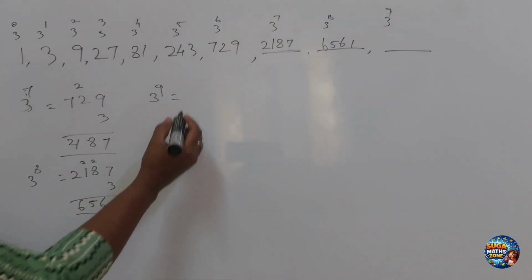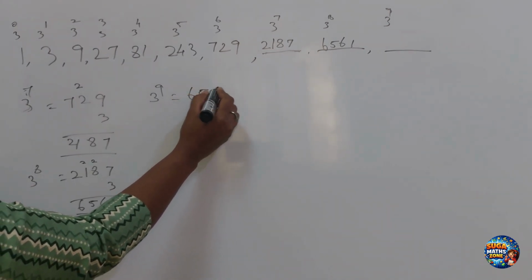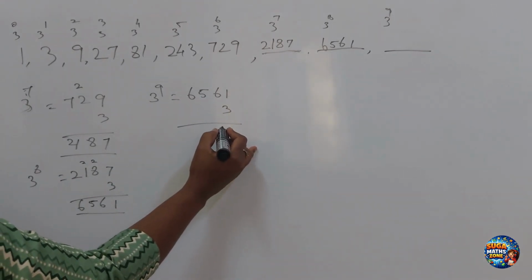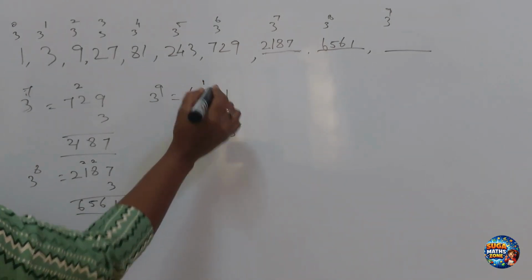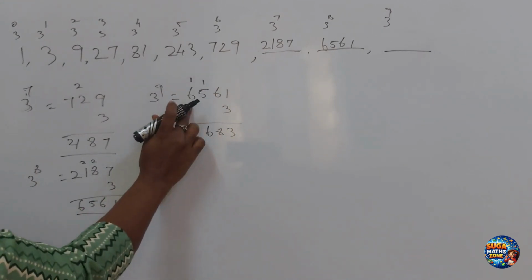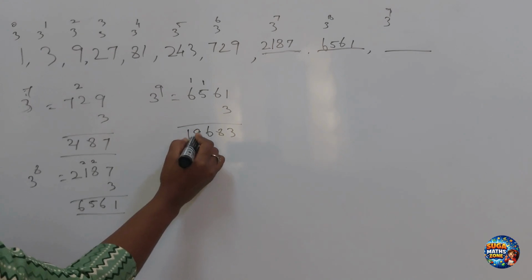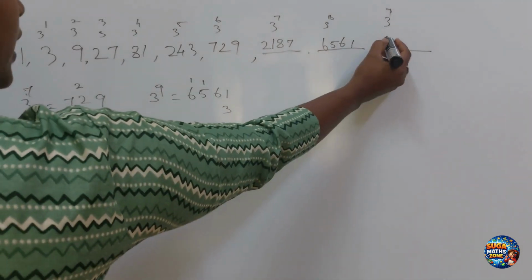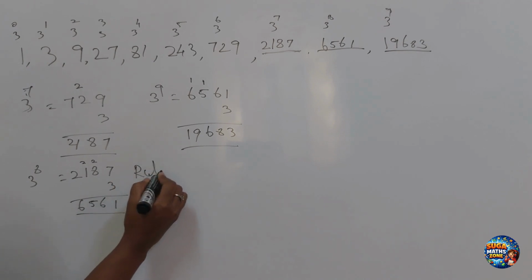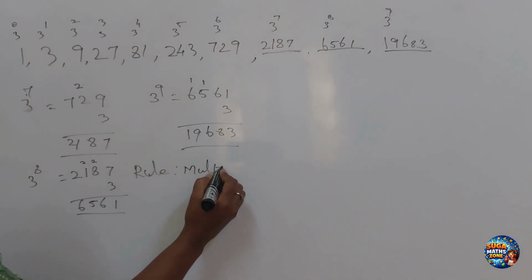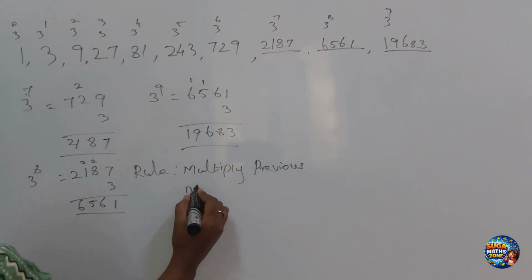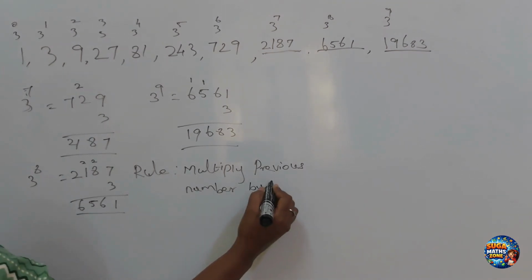And 3 power 9 means the previous number 6561 is multiplied by 3. So 3 ones are 3, 6 threes are 18, 8 is here and 1 is remaining. 5 threes are 15, 15 plus 1, 16, and 6 is here, 1 is remaining. 6 threes are 18, 18 plus 1, 19. So 3 power 9 is 19,683. So here the rule is, multiply the previous number by 3.